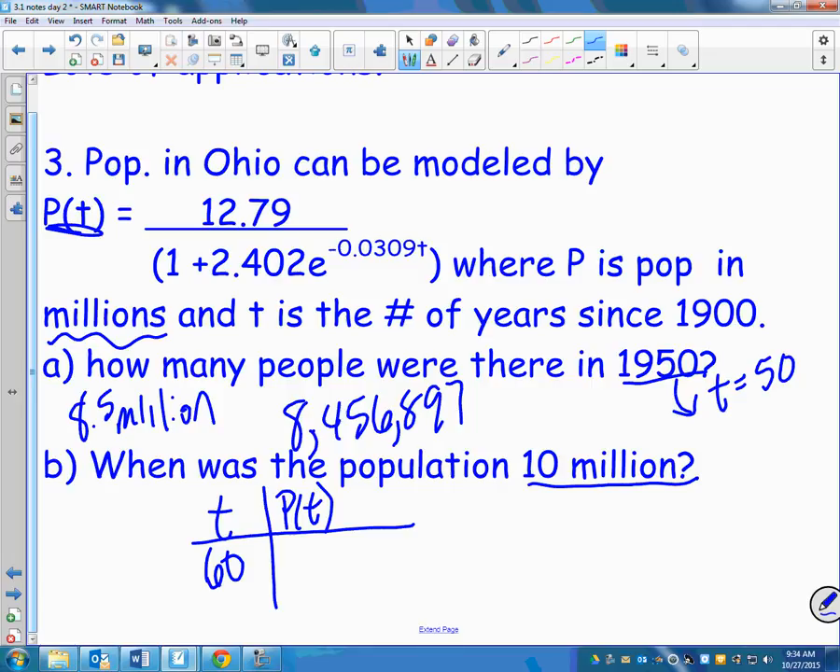The nice thing on my calculator too, I don't know if yours do this or not, is you can go back up to that whole equation that you just typed in and just change 50 to 60, and then you don't have to retype it. If you don't know how to do that, let me know and I can show you, so it saves you a lot of time. So if I do 1960, I got 9.29 million.